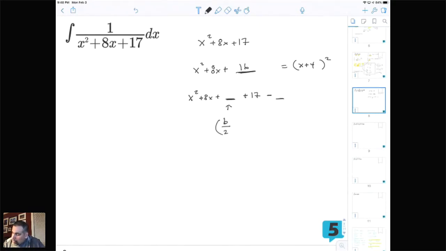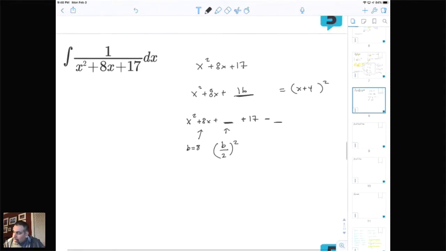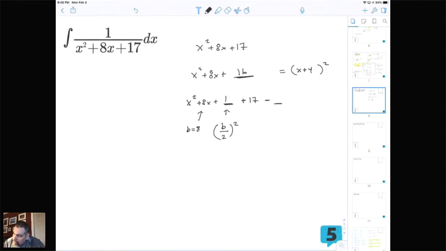You may remember from your days of algebra 2 that the mystery term is always equal to b over 2 quantity squared. In this case, 8 is our value of b. So we're looking for 8 divided by 2, which is 4. We square that, we get 16. That is the mystery number that goes here. But to keep balancing this equation, if I add 16 here, I've got to subtract 16 down the road. So this has not changed the value of our expression at all, but it's changed the way we can write it.